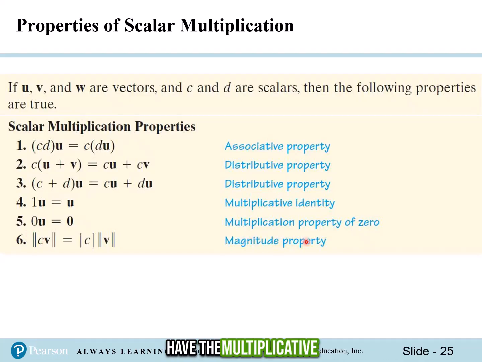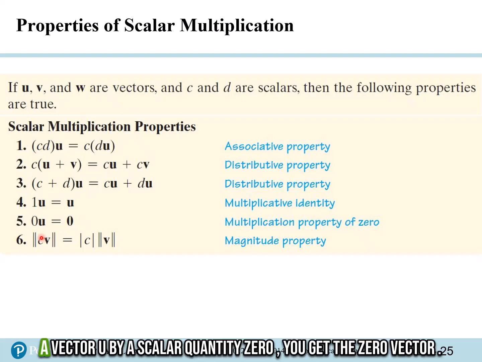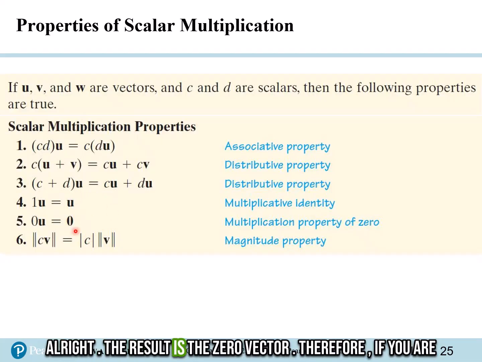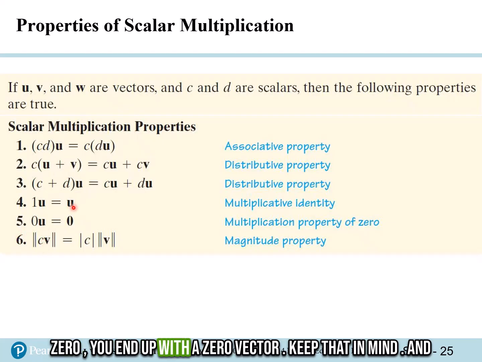Then we have the multiplicative property of 0. If you are multiplying a vector u by a scalar quantity 0, you get the 0 vector. All right. The result is the 0 vector. Therefore, if you're multiplying any non-zero vector u by a scalar quantity of 0, you end up with a 0 vector. Keep that in mind.